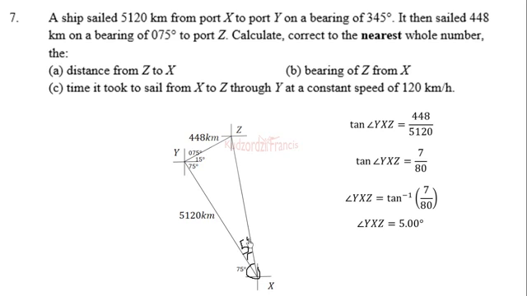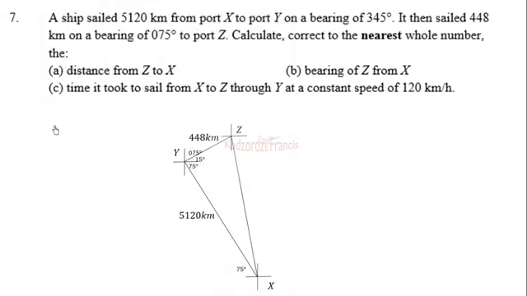And since we know this angle to be 5 degrees, we can now calculate this bearing, which will be 345 plus 5 degrees, and that will give you 350 degrees. Therefore, the bearing of Z from X is 350 degrees. Let's continue to the C part.